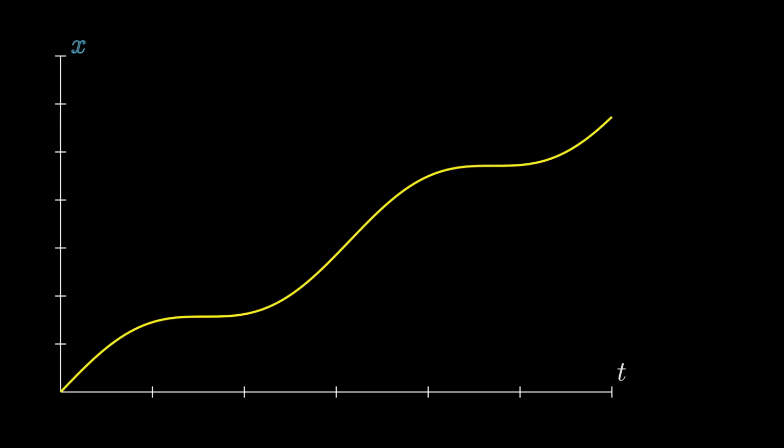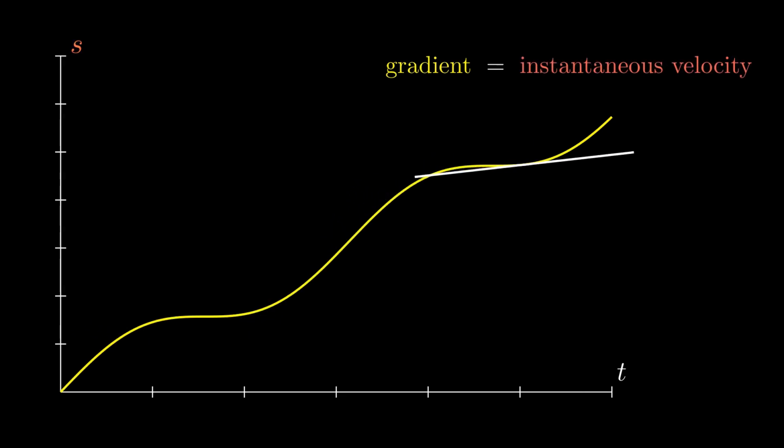Now when you have a tangent to a distance time graph, the gradient of the tangent is equal to the instantaneous speed. In a similar way, the gradient of the tangent to a displacement time graph is equal to the instantaneous velocity.